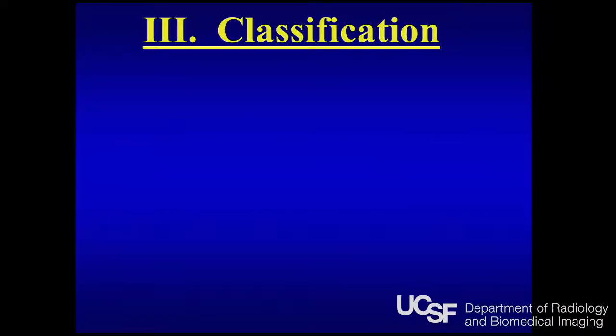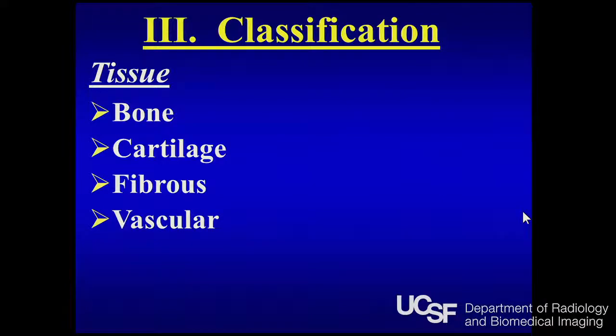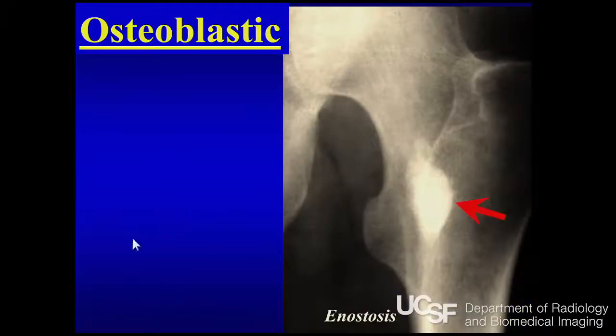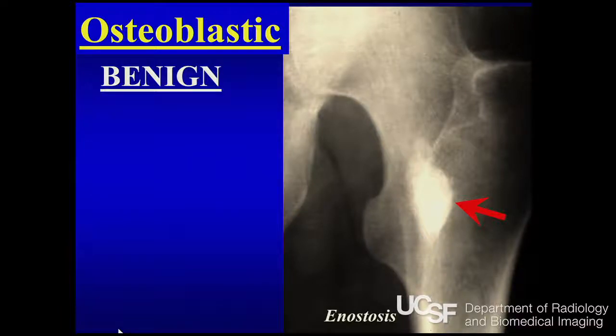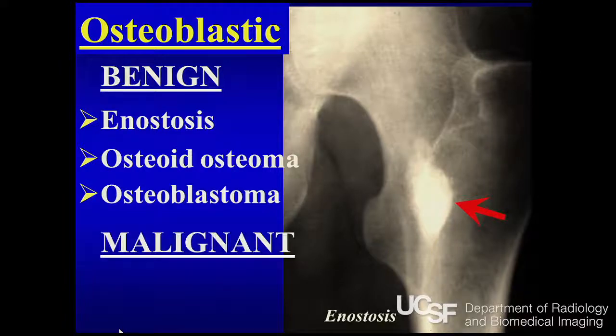So what about classification of tumors? We'll focus the rest of our time on the actual diagnosis by tissue type, looking at lesions that either look like they come from bone, cartilage, fibrous tissue, vascular tissue, marrow, or some miscellaneous tissue. So whether you're a pathologist or a radiologist, we're all trying to do this. With respect to the bone-forming or osteoblastic lesions, of course, there are both benign lesions and a malignant lesion that we're going to need to talk about, osteosarcoma.